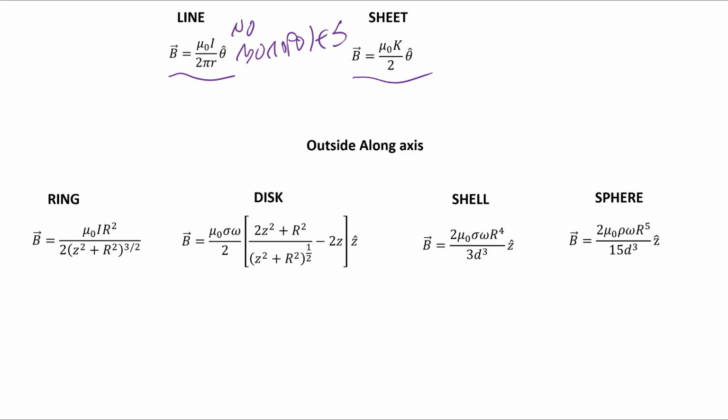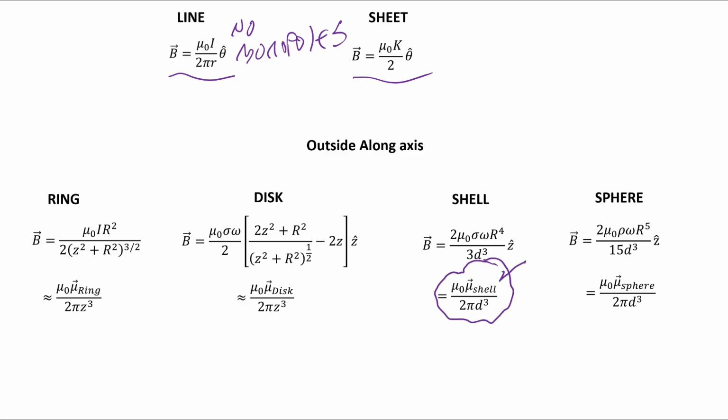If you express all of these in terms of the magnetic moments of each of these objects, they are all the exact same formula. If you get far away from any of these shapes, they all make the same formula, and in some sense, this is like a Coulomb's law for magnetism. There's no such thing as a monopole. There are things called dipoles, and the field of a dipole is what you are looking at right now.